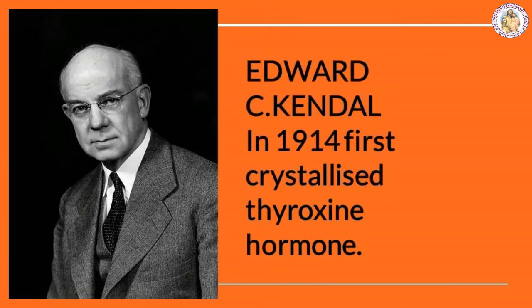Edward C. Kendall, in 1914, first crystallized the thyroxine hormone. He is the one who first discovered the thyroxine hormone. Charles Harrington and George Barger identified the molecular structure of thyroxine in 1927. The thyroid gland requires 120 μg of iodine every day for the production of thyroxine.